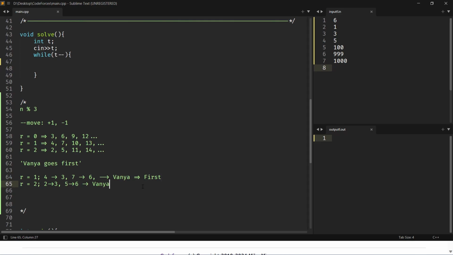Fine. So a remainder of 2, again, it's very simple, just add one to it. The remainder is two, right? So if we just add one to it, then it will become divisible by 3. Then this will also be first. Right? So now just remains the case where the remainder is 0.